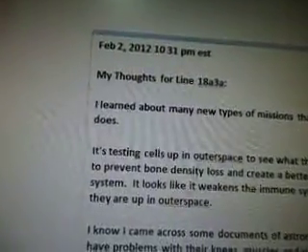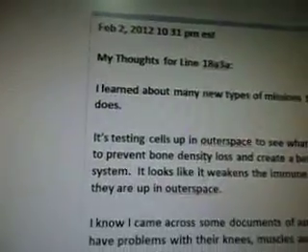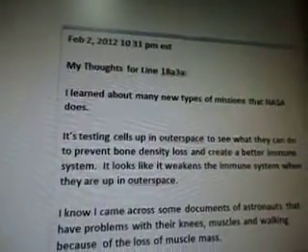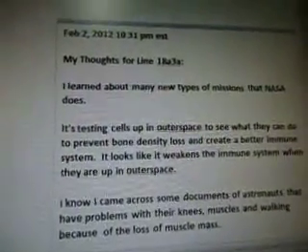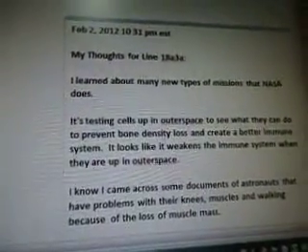And then we go back over to this side here. So February 2nd, 2012, 10:31 p.m. Eastern Standard Time, my thoughts for line 18A, 3A. I learned about how many types of missions that NASA does. I couldn't believe how many there was. There's like hundreds of them I've come across so far.